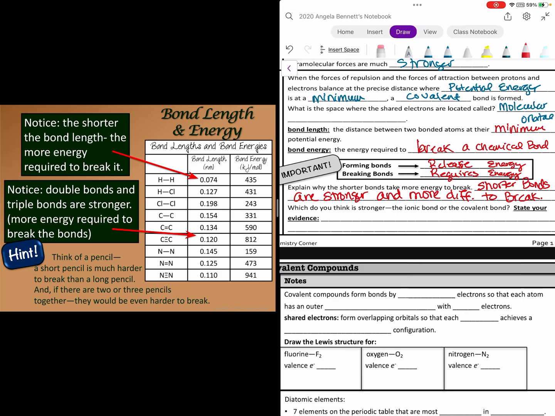So the longer the bond that you have, and the fewer number of bonds, meaning a single bond, the easier it is to break them apart.